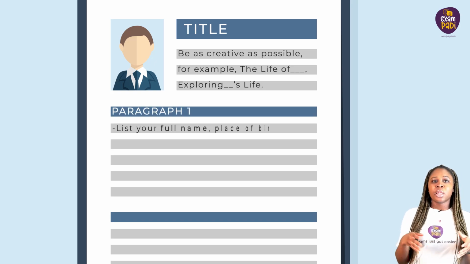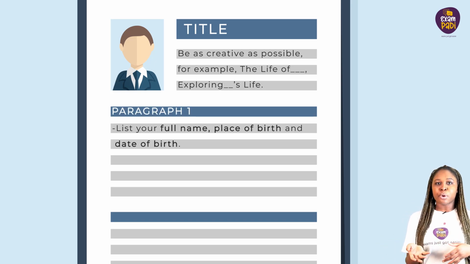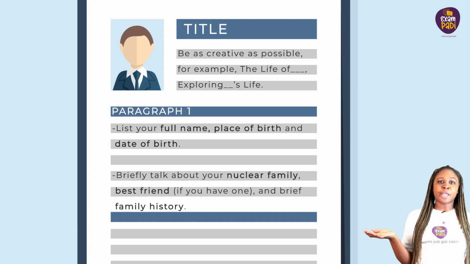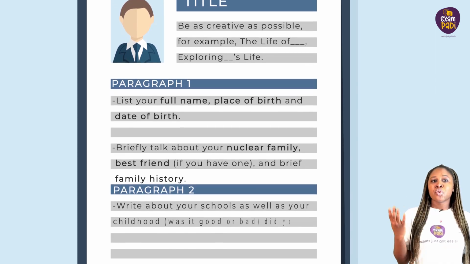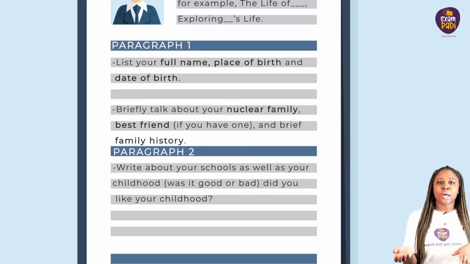Paragraph 1. List your full name, place of birth, and date of birth. Briefly talk about your nuclear family, your best friend if you have one, and your brief family history. In paragraph 2, write about your schools as well as your childhood.